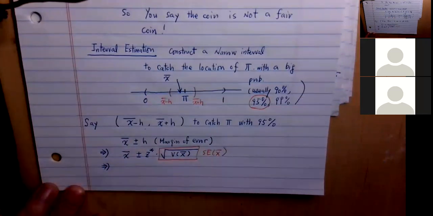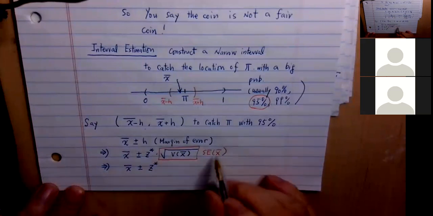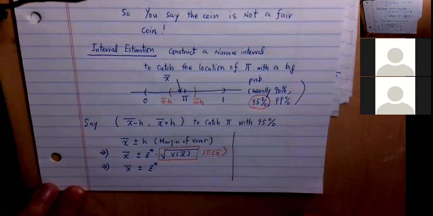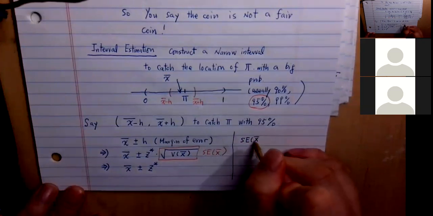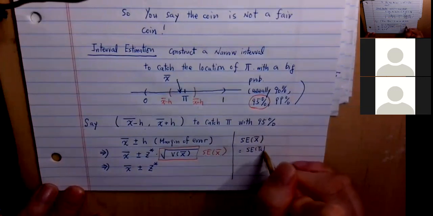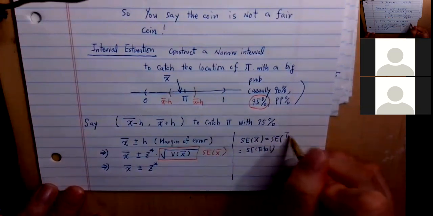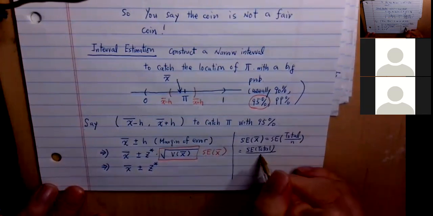So, let's go further. What's X bar? X bar is 40%, but let's keep it here. Do you still remember what's SE X bar? Recall from the variability of average and proportion. SE X bar is equal to SE total over N.